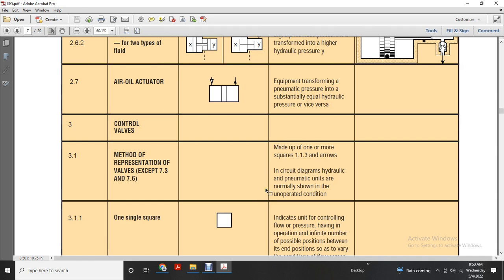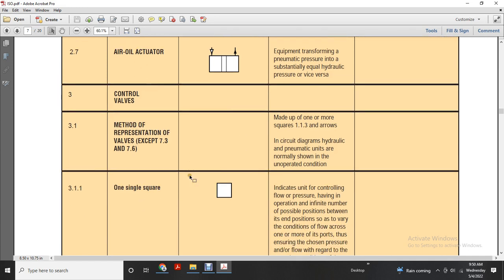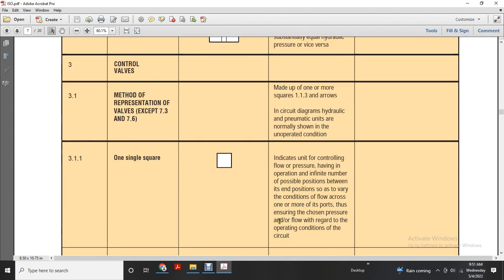Control valves: the method of representing valves in circuit diagrams uses one or more squares and arrows. Hydraulic and pneumatic valves are normally shown in this position. One single square indicates controlling flow pressure. It has in operation an infinite number of possible positions between the end positions, so the various conditions flow across one or more of the ports. Thus the pressure and flow are chosen regardless of the operating condition of the circuit.